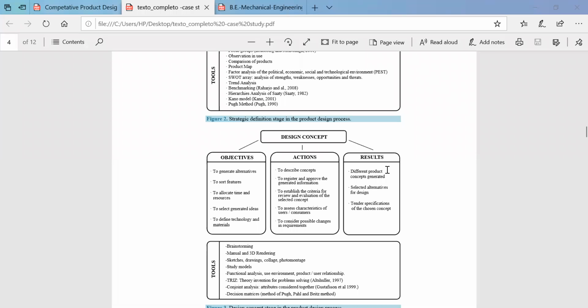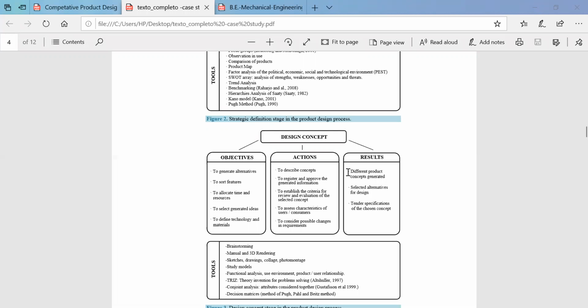Right, and the last part is the results. Here, the concepts which are generated will be checked, the different product concepts generated, and the best will be selected. So all these go parallelly: the objective will be mapped with the action, and the action will be mapped with the results. We can see for this objective what action was taken and what result you achieved. Finally, based on the results listed for different conceptual designs, you will select the best, most convenient and optimized way to come forward with the product.